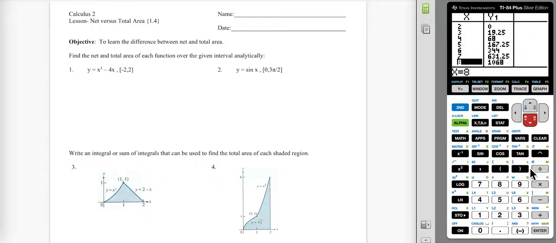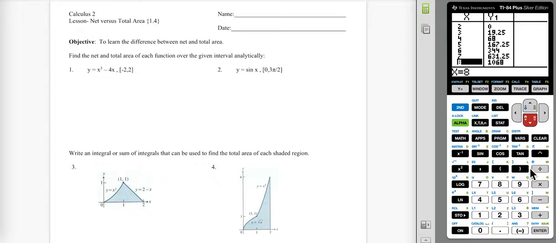The total area is the physical area that's present within a bounded region, whether it's technically a positive region or a negative region. All right. So absolute values come into play here, and it's pretty nifty. So we'll kind of see that as we go.